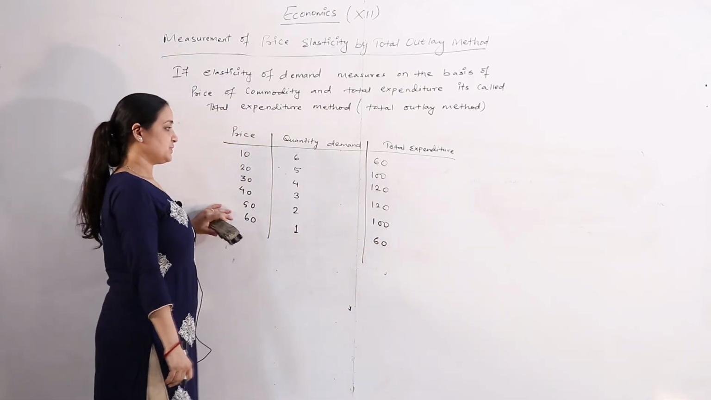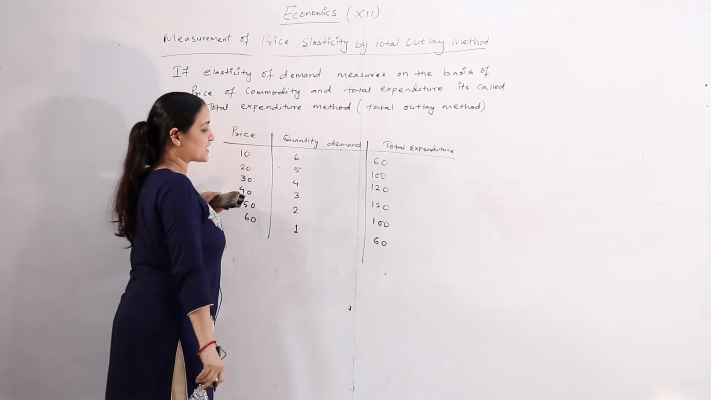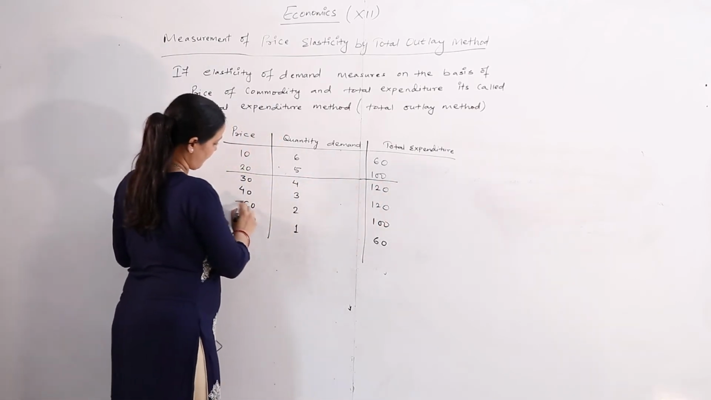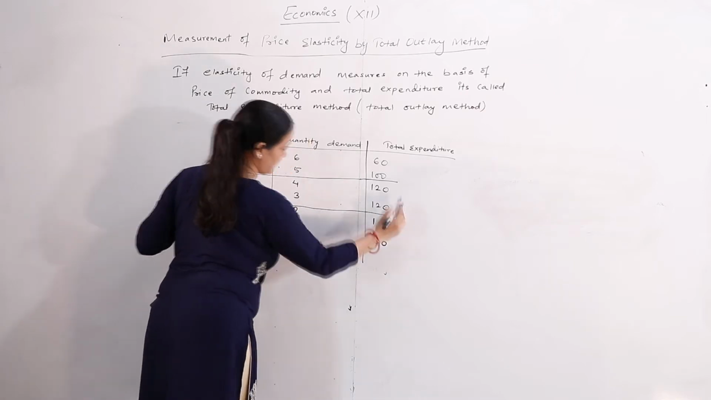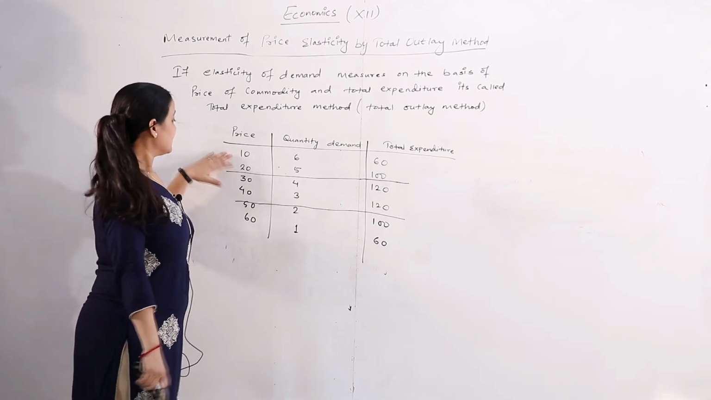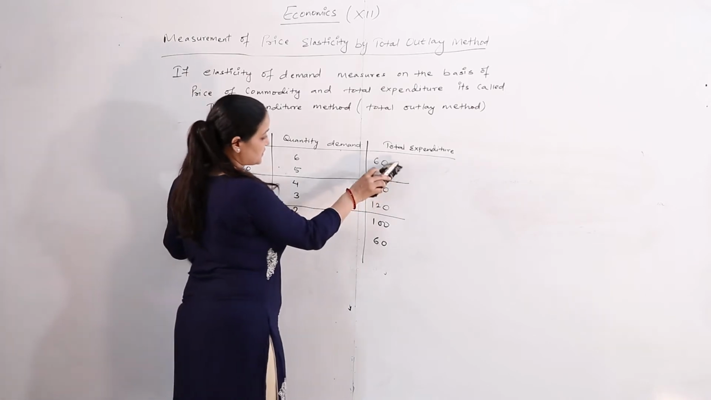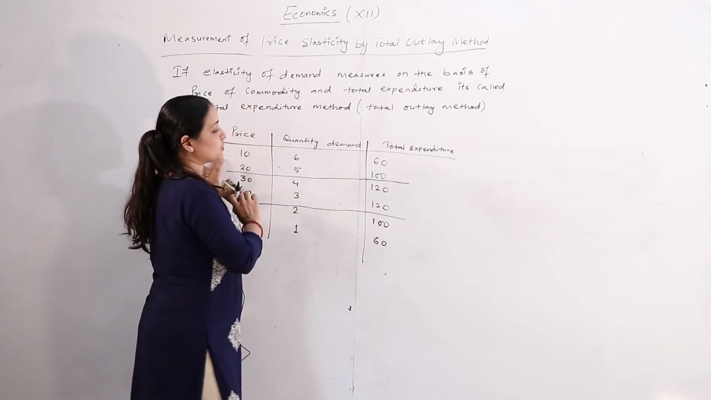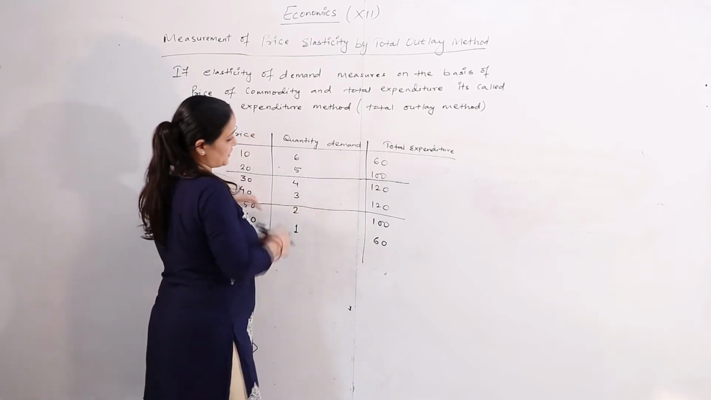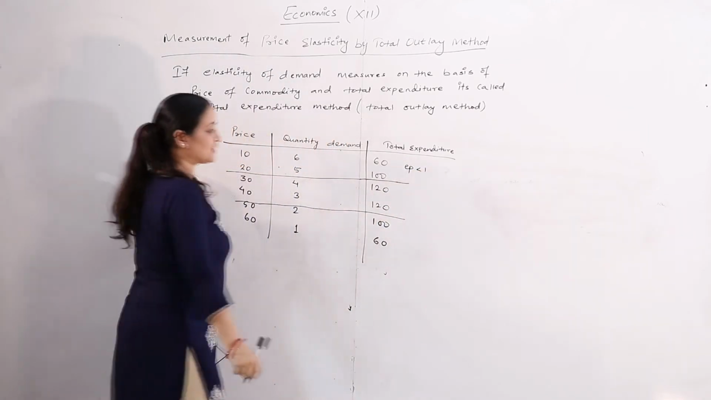In the given table, here 120 and 120, it shows the total expenditure remains constant. So we divide it into three statements. When the price of goods and services increases from 10 to 20, in that case the total expenditure on goods and services also increases. Here it shows a positive relationship between the price and total expenditure. So it shows the price elasticity is less than unity.